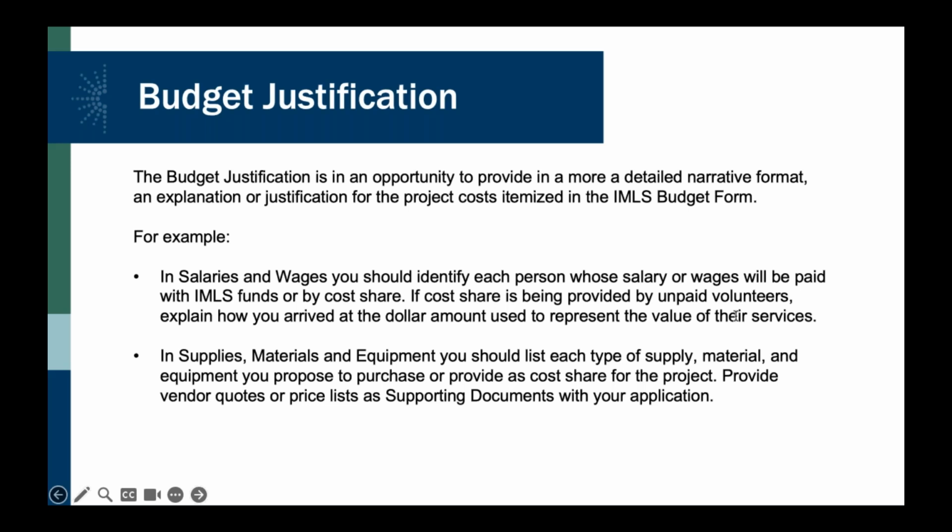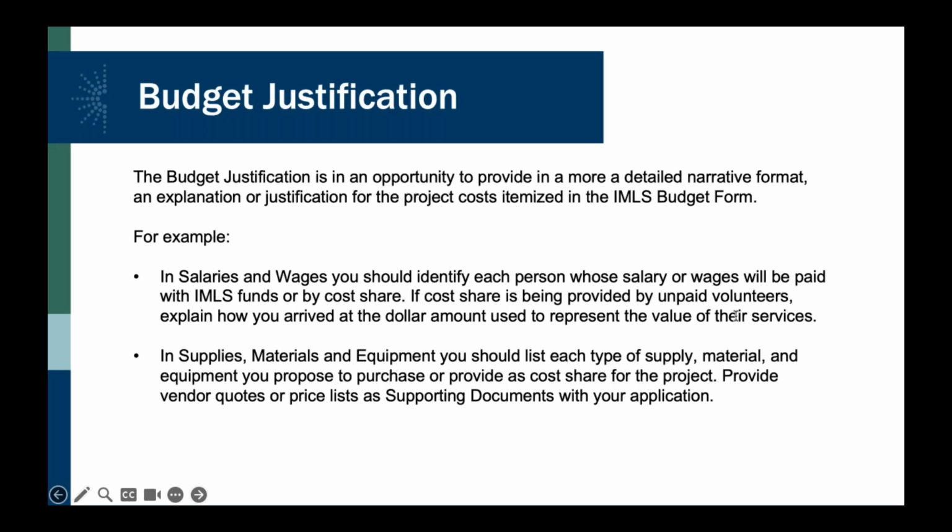For example, in the section Salaries and Wages, you should identify each person whose salary or wages will be paid with IMLS funds or by cost share, provide their names and describe their role in the project. Document the method of cost computation by including the base salary or wages for each person and the percentage of time each person is allocated to the project activities, which may be shown as a percentage of time, number of days, or number of hours. If cost share is being provided by unpaid volunteers, explain how you arrived at the dollar amount used to represent the value of their services.